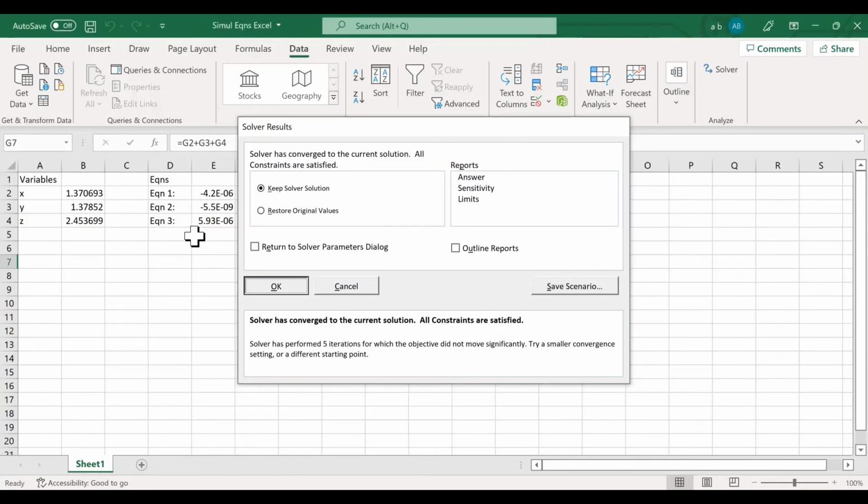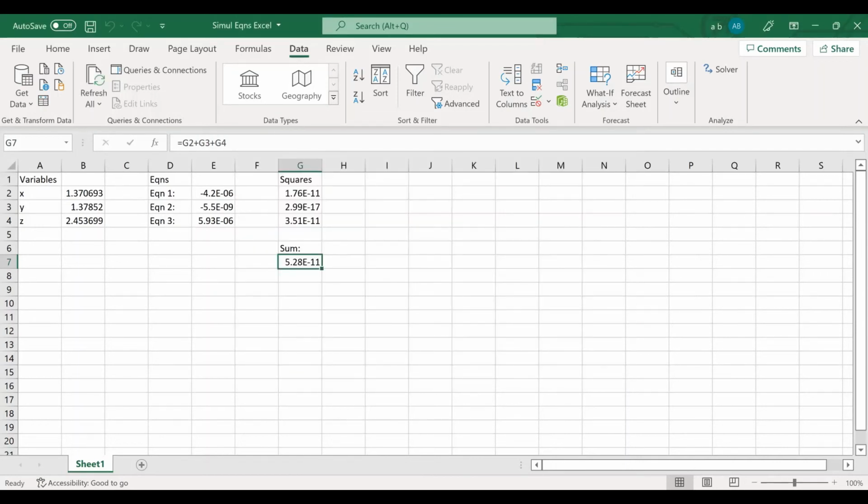Okay. And here you can see that the sum of the squared values is 5.28 times 10 to the power of minus 11, which is really, really close to 0. So that's good. It means we got the answer. So now we can see what x, y, and z are. So x will be around 1.37, y will be around 1.38, and z will be around 2.45. So that is the answer.